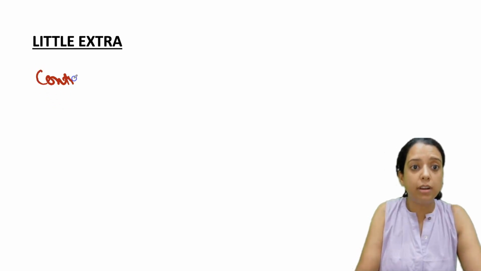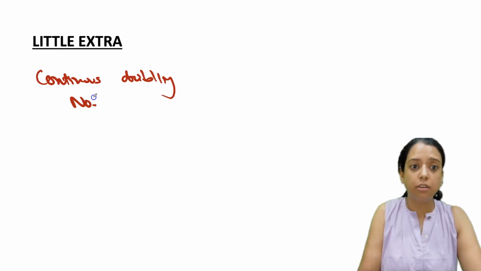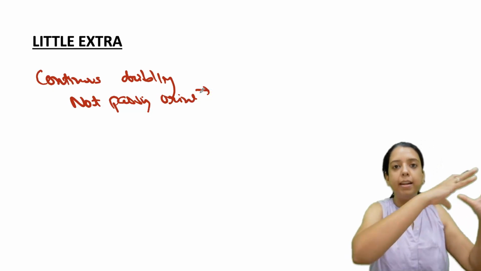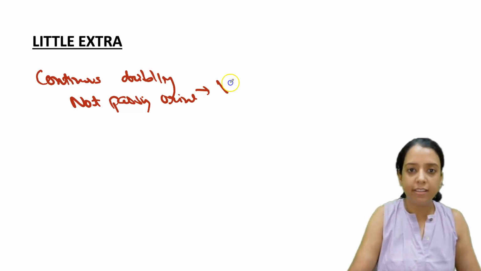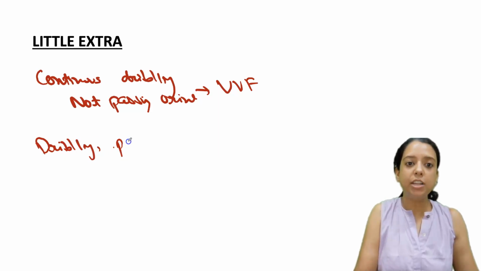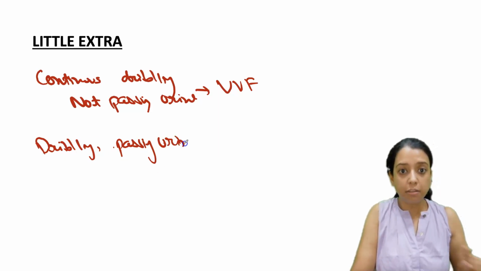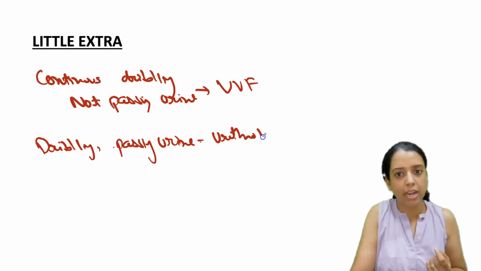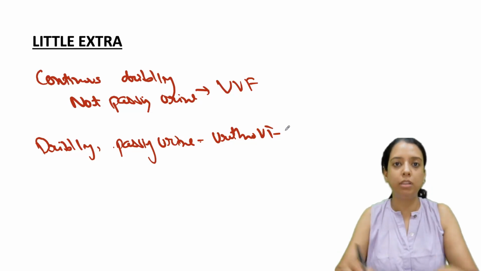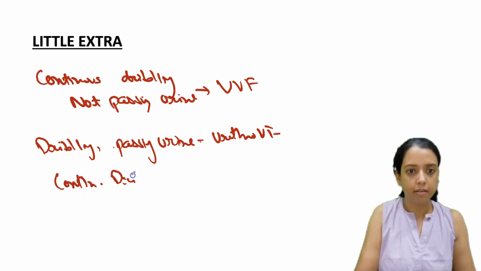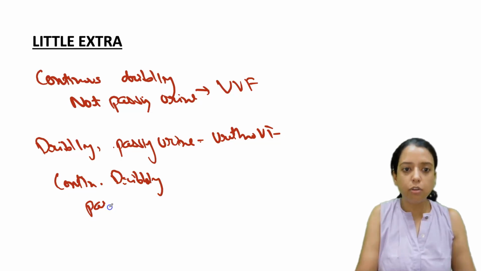If there is continuous dribbling and the patient is not passing urine, it means the bladder is constantly getting empty. Vesicovaginal fistula. If the dribbling is happening only while she is passing urine, then the dribbling through the vagina happens. Ureterovaginal fistula. She is passing urine through the urethra, and then there is also continuous dribbling, but she is passing urine also.